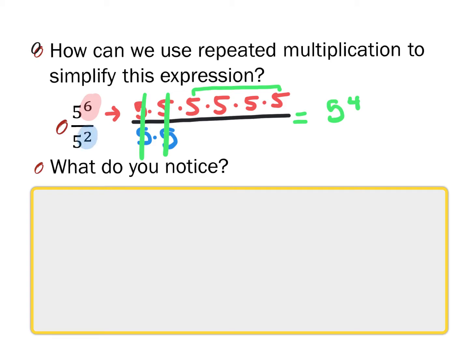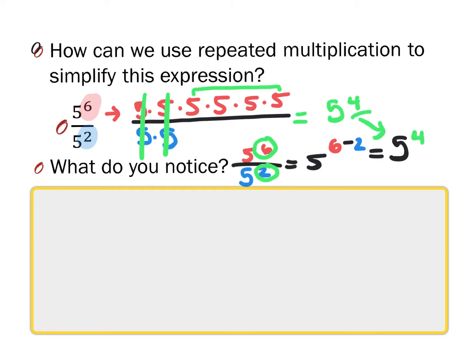Now, if we were to try to use the exponents to get to that same relationship of 5 to the 4th, if I think of it as 5 to the 6th over 5 to the 2nd, and if I think of this as subtracting the exponents, so it becomes 5 to the 6th minus the exponent of 2, I get the result of 5 to the 4th power, as shown here.